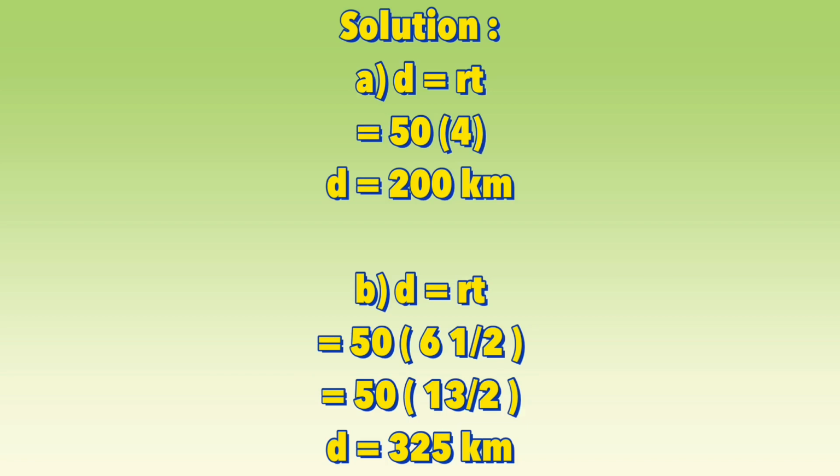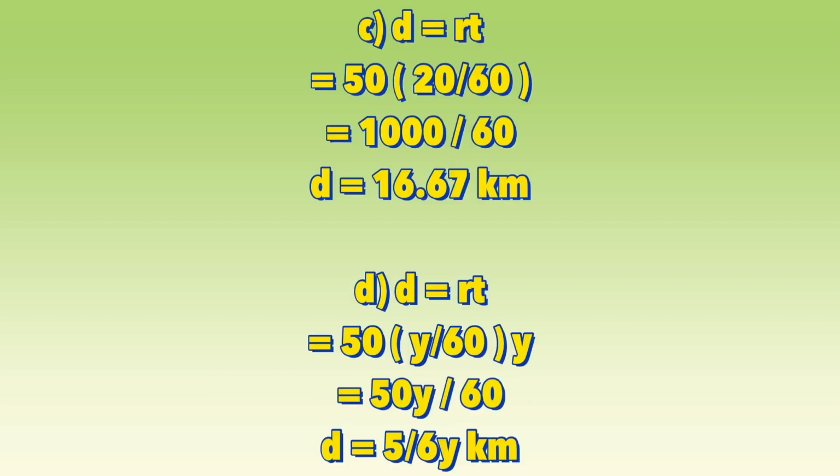And for letter C, D equals RT again, our formula. Then the same rate, 50 kilometers per hour, and the time covered is 20 minutes. We have to divide by 60 because our rate is in kilometers per hour. That's why we're going to divide it by 60 minutes. So to simplify now, 50 times 20 divided by 60, we have 1000 over 60. Then 1000 divided by 60, we have 16.67 kilometers covered in letter C.